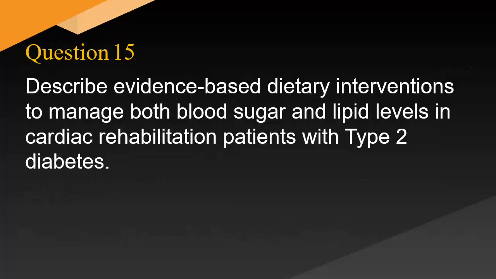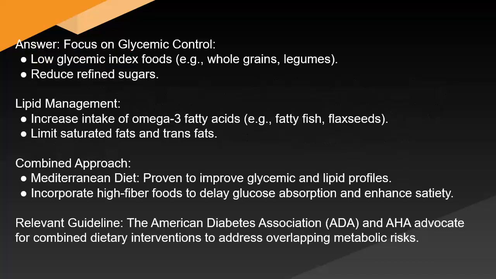Describe evidence-based dietary interventions to manage both blood sugar and lipid levels in cardiac rehabilitation patients with type 2 diabetes. Answer: focus on glycemic control, low glycemic index foods, e.g. whole grains, legumes, reduce refined sugars. Lipid management, increase intake of omega-3 fatty acids, e.g. fatty fish, flax seeds, limit saturated fats and trans fats.